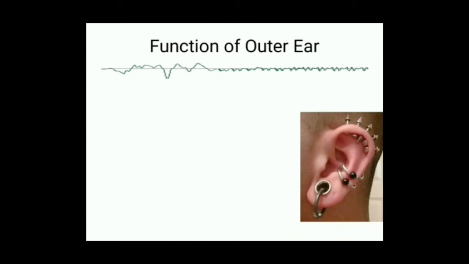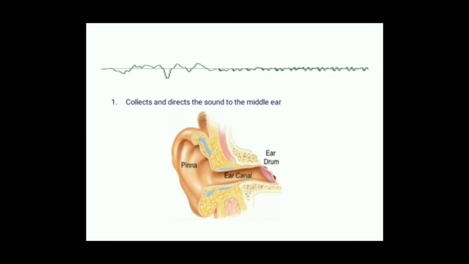What are the functions of the outer ear? The outer ear collects and directs the sound to the middle ear. Of course, this is limited in humans, whereas it is well developed in animals, which can move the ear pinna in the direction of the source of the sound.